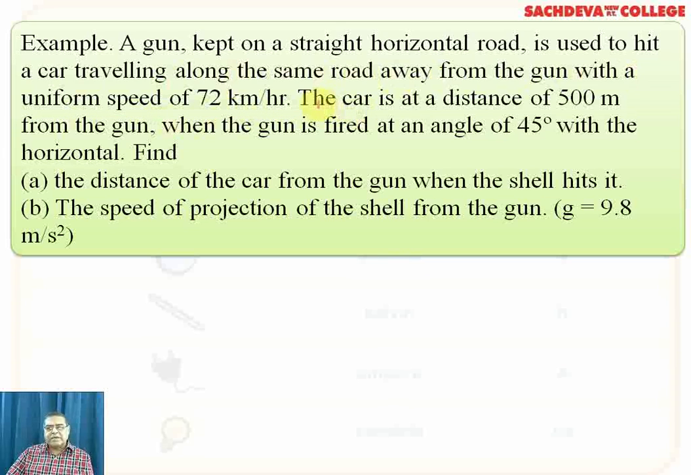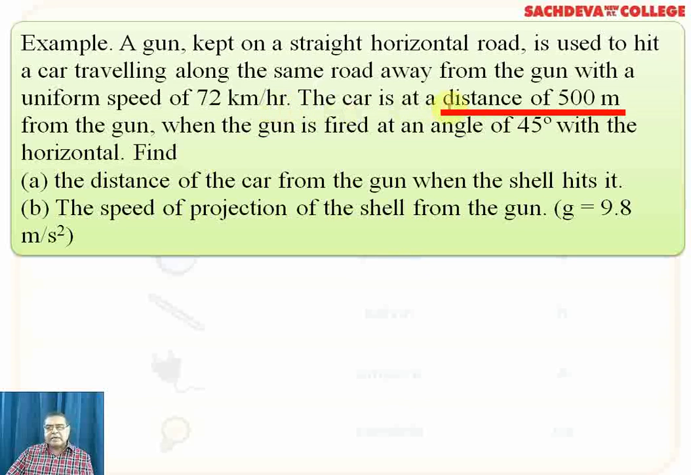Now this 72 kilometers per hour must be converted to meters per second. So there is a fraction 5 over 18. We multiply 72 kilometers per hour with 5 over 18. So 72 will be cancelled with 18 and the net result will become 20 meters per second. So 72 kilometers per hour will be 20 meters per second.